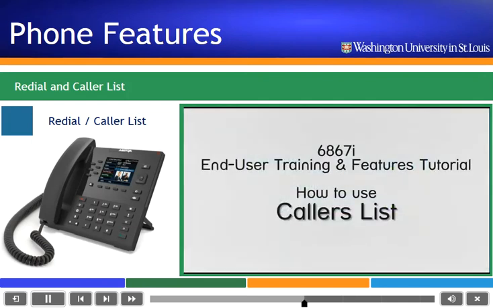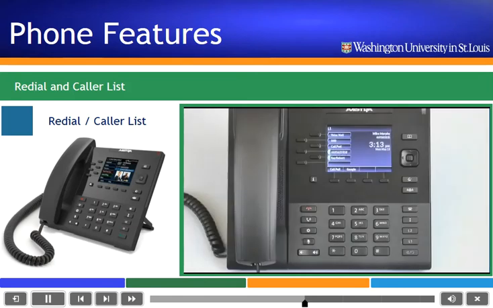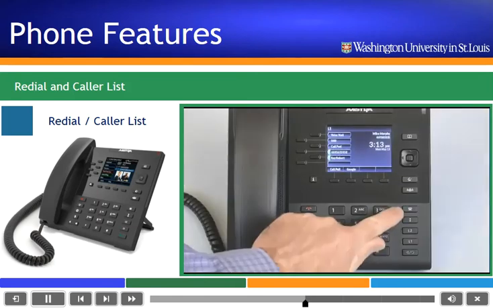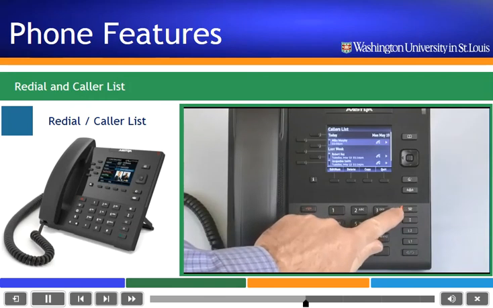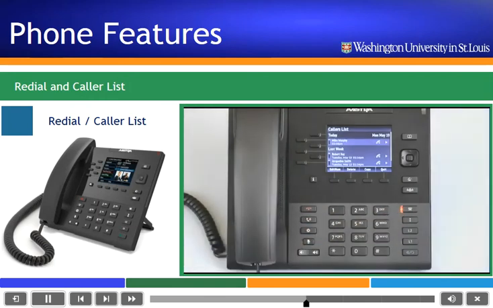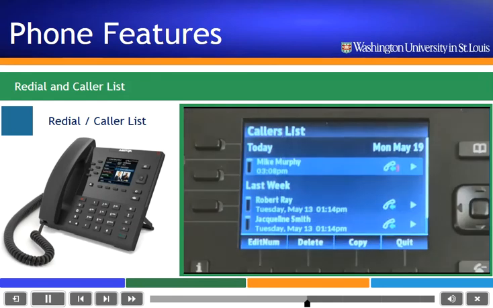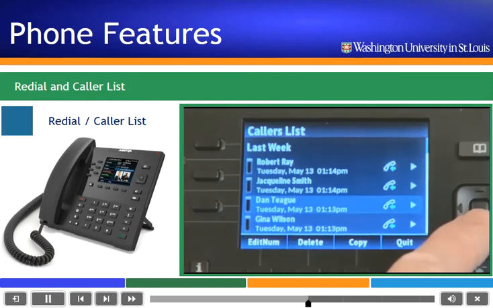The callers list is a stored log of incoming calls containing up to 200 entries. It stores the name, if available, phone number, call time, date, and missed or answered call status. The callers list displays from the newest incoming calls to the oldest incoming calls and is grouped by date.